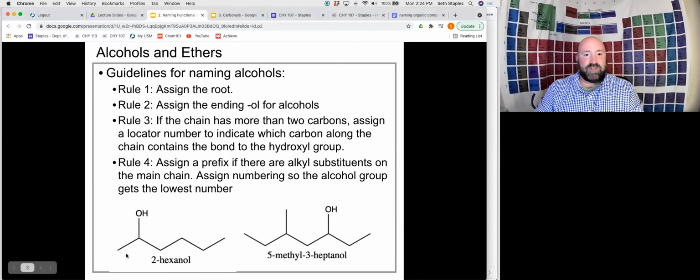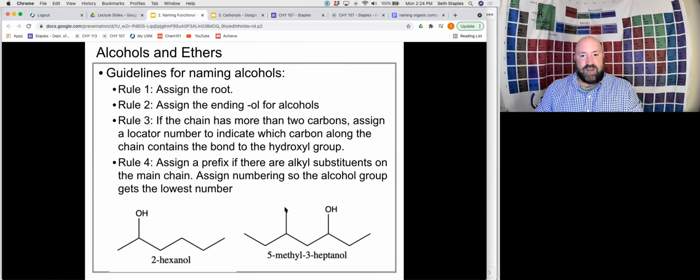A couple examples here. So here we have this compound. Again, we count for our longest carbon chain, 1, 2, 3, 4, 5, 6. So hex for our root. It's all single bond, so hexane. We drop the E off there though, so we get hexanol. Our hydroxyl group is attached to the second carbon, so 2-hexanol.